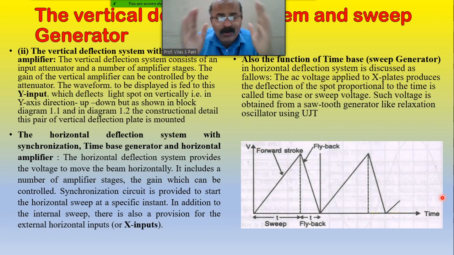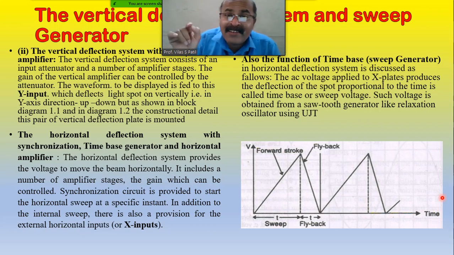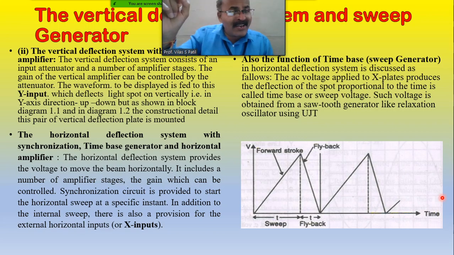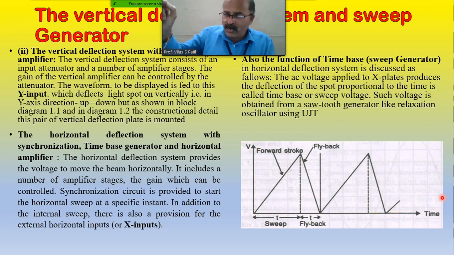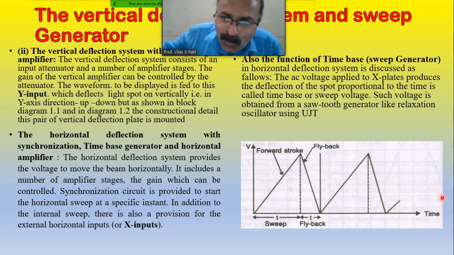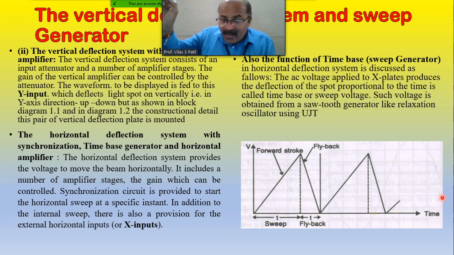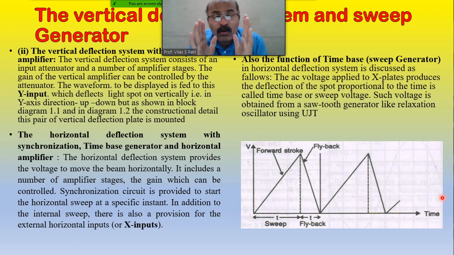Like that, we know that a sweep generator is simply an XY floater. It is simply a generator, and it will generate the voltage across the capacitor up to a particular level, then discharge through the load, which is the flyback. Again it charges to a particular level, and again it discharges through the load. That is the forward stroke and flyback. This is the output of the sweep generator, and this circuit is an application of the unijunction transistor.